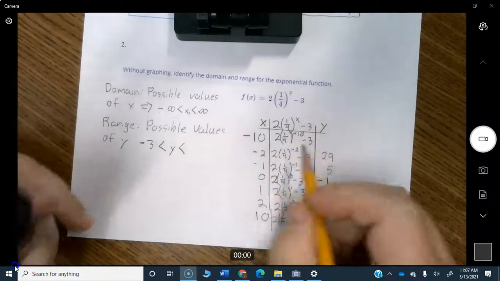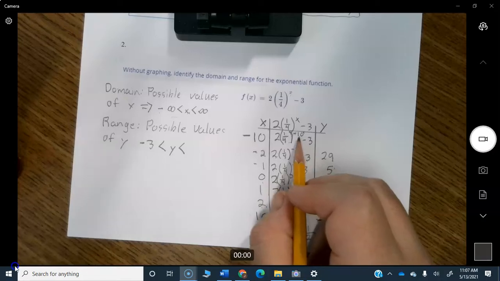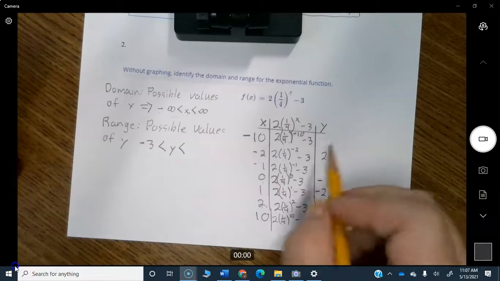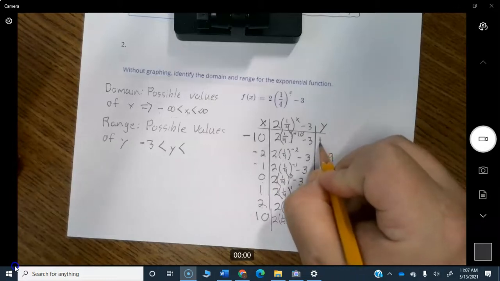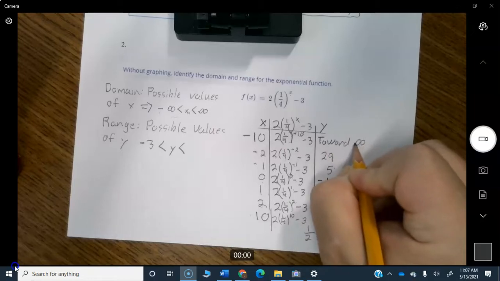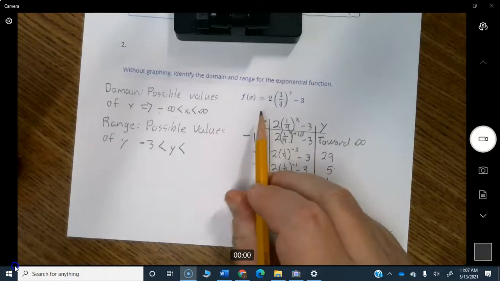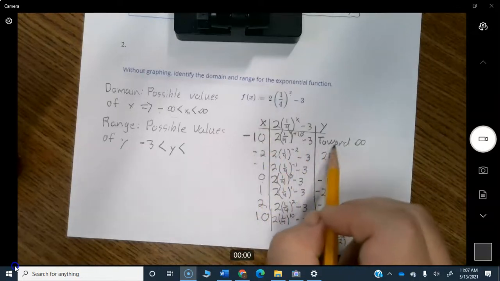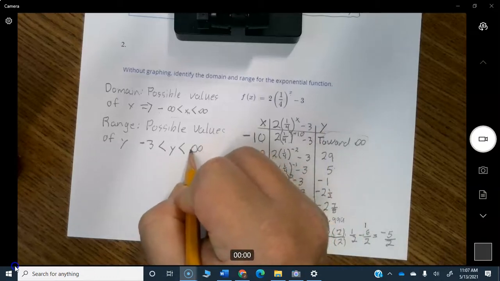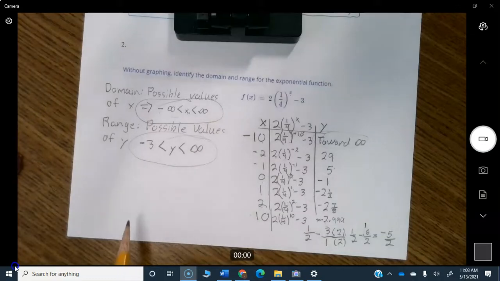Minus 3. So the negative is going to flip this over, so instead of 1/4, it's going to be 4. 4 to the 10th power is some huge number. I'm not even going to do it on my calculator. So 4 to the 10th power is a huge number. So I'm just going to write toward infinity. Because as you go more and more negative in this direction, negative 1,000,000, negative 10 billion, whatever, this is going to become more and more towards positive infinity. So that's going to be an infinity there. And so there's your answers right there. That's your answer for domain. That's your answer for range.